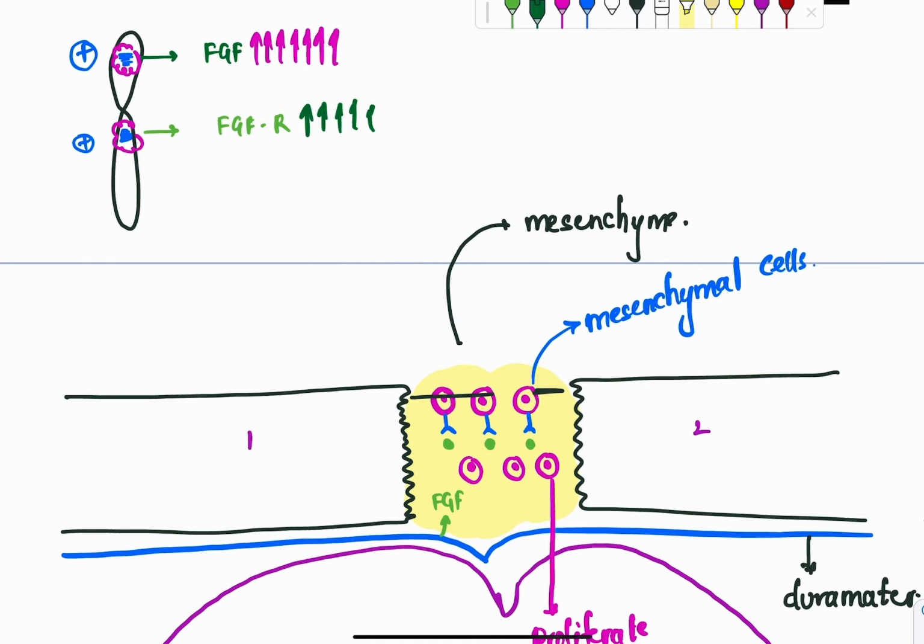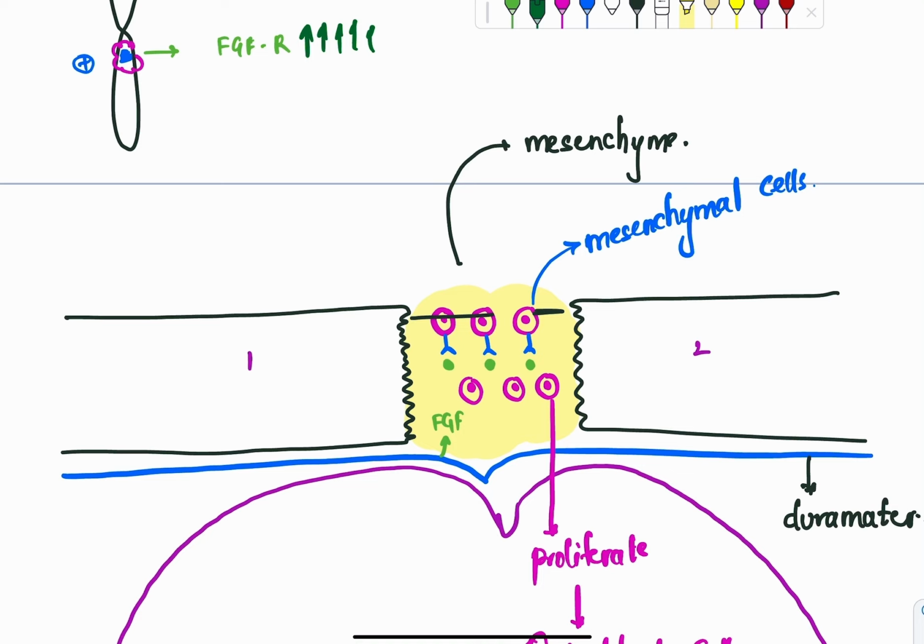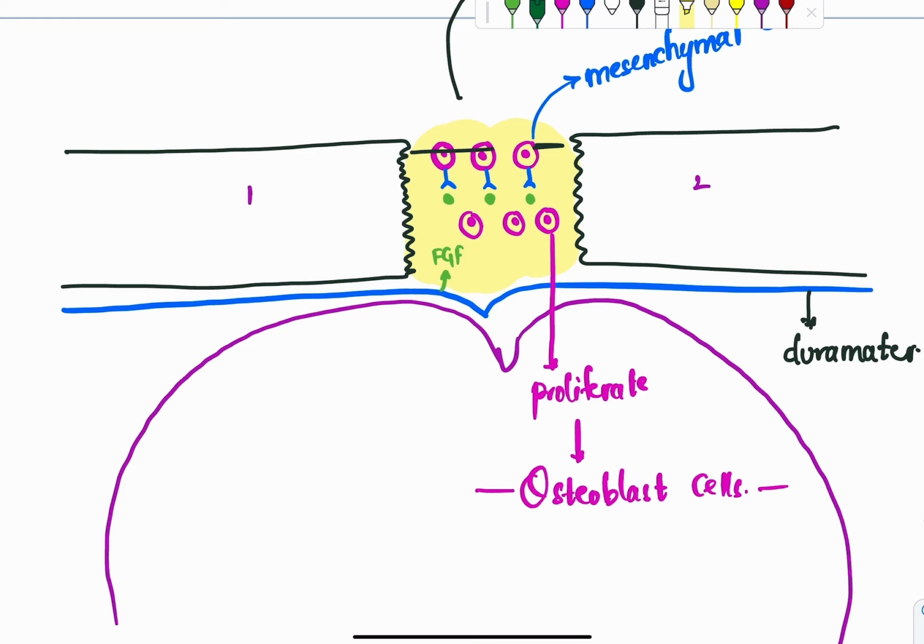When there is an excess amount of fibroblast growth factor, it will act on many fibroblast growth factor receptors, right? As it keeps stimulating these receptors again and again, what will happen? There is massive proliferation of mesenchymal cells into what? Into osteoblast cells. So I hope you are understanding whatever I am teaching, right? So once an excess amount of osteoblast cells are formed, what will happen?